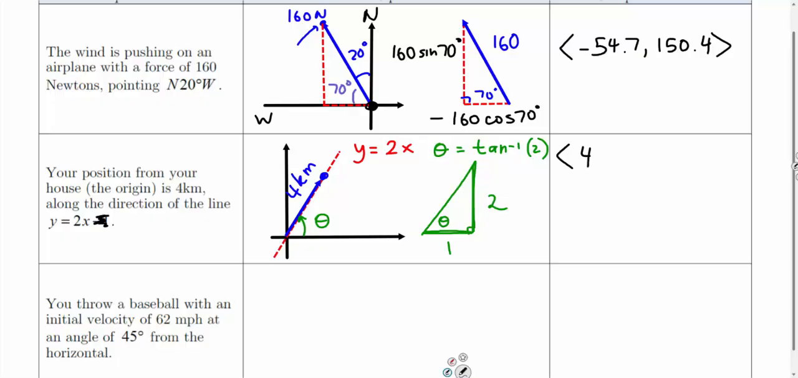Is it sine though? Yeah, it's cosine because it's the adjacent one. And then the other one is 4 sine theta, whatever that angle is. Okay, are we okay with the component form? Any questions on that? So it's a little tricky because of the slope. You have to use the slope. All right, last one's easier, so just give it a try.